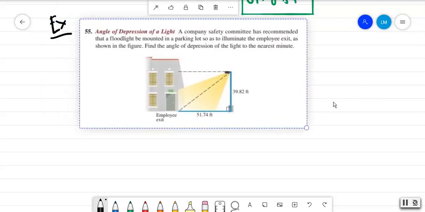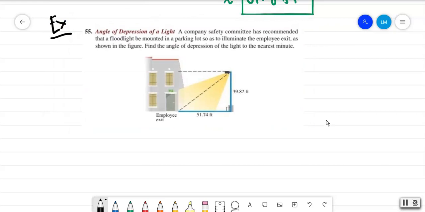I'll just put it like this. So a company safety committee has recommended that a floodlight be mounted in a parking lot so as to eliminate the employee exit, as shown in the figure. So in this case, we have a figure already. Find the angle of depression of the light to the nearest minute.